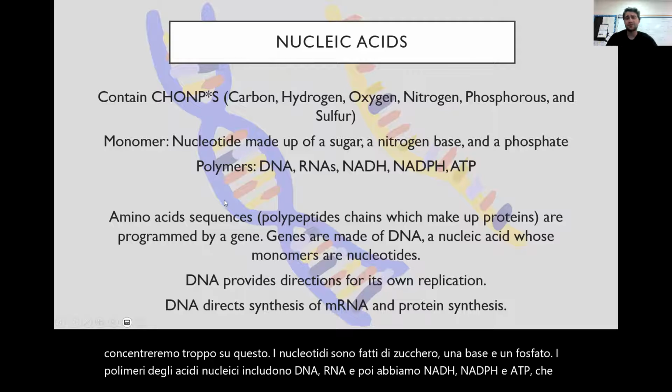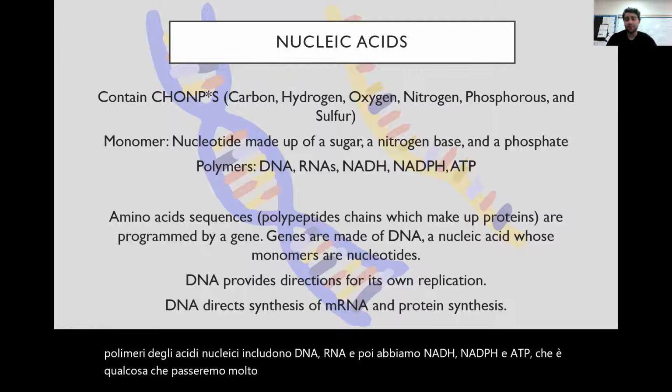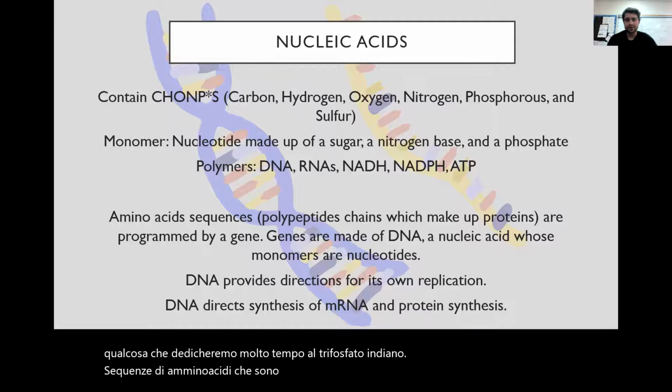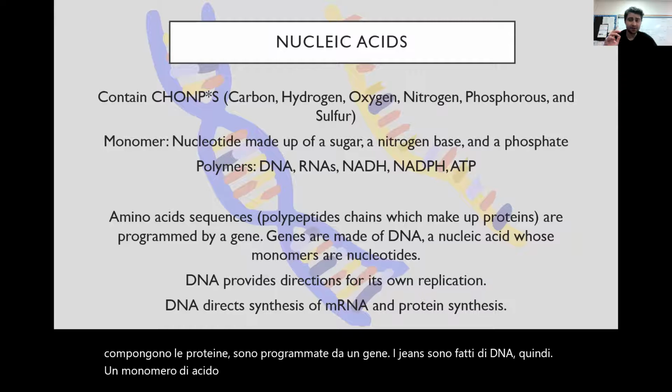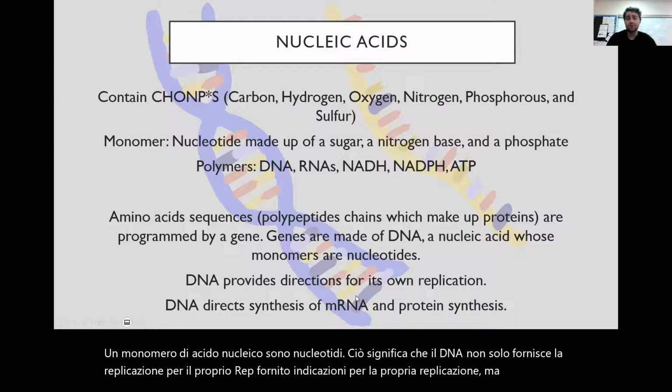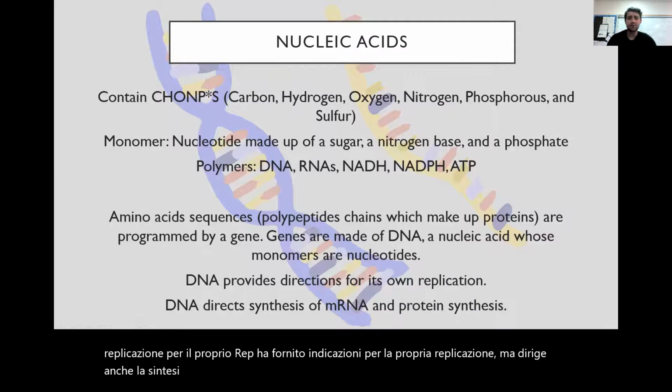Amino acid sequences, which are known as polypeptide chains, which make up proteins, are programmed by a gene. Genes are made of DNA. So a nucleic acid is monomers of nucleotides, which means that DNA not only provides directions for its own replication, it also directs synthesis of messenger RNA, which is right here, mRNA, as well as protein synthesis. That's why you'll hear a lot of the time that DNA is the instructions for making every part of our body, because in a way it is the instructions for making the proteins.